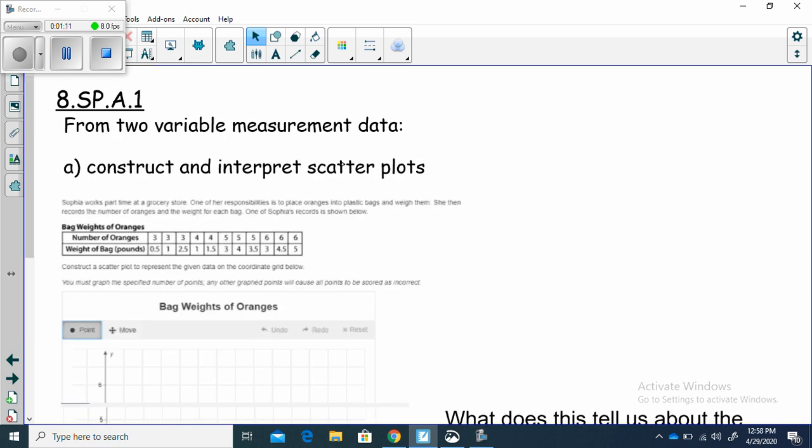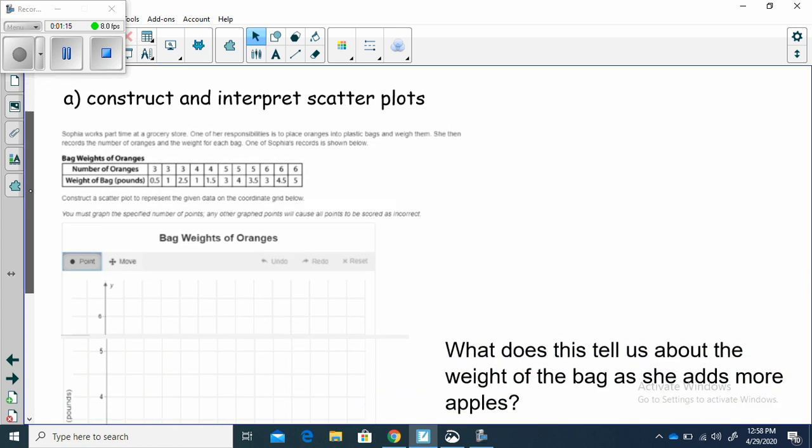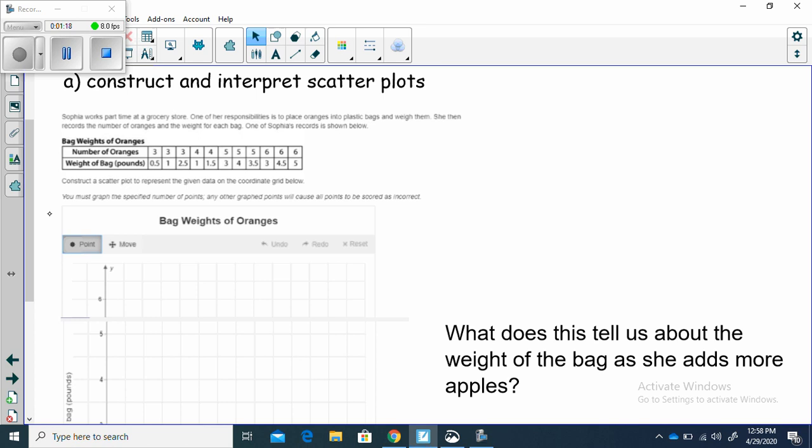So let's start with constructing and interpreting our scatter plot. They've given us some data here. It says, Sophia works part-time in a grocery store. One of her responsibilities is to place oranges into plastic bags and weigh them. She then records the number of oranges and the weight for each bag. One of Sophia's records is shown below. Okay, so this is the number of oranges that she's put in, and this would be the weight. Construct a scatter plot to represent the given data on the coordinate grid below.